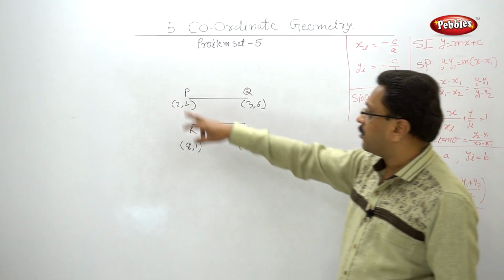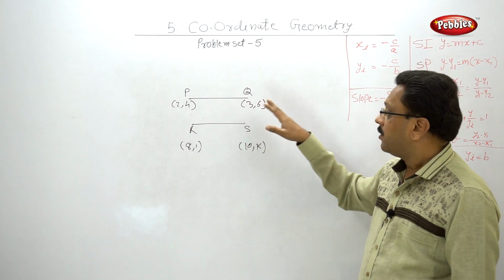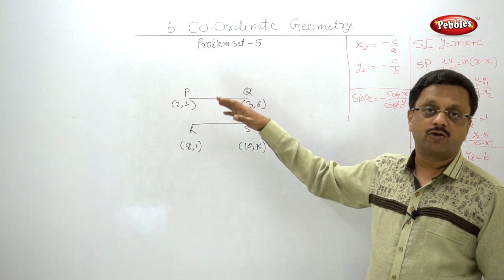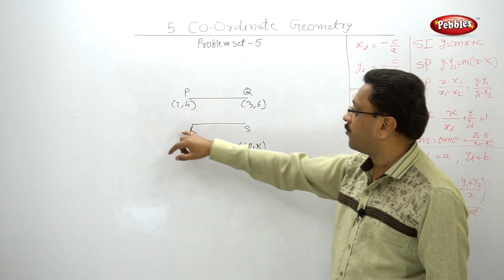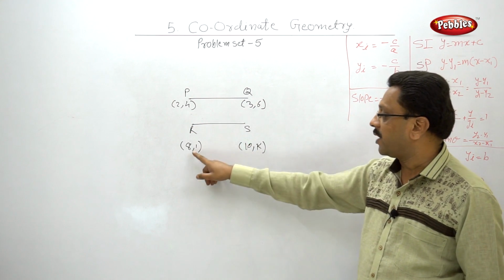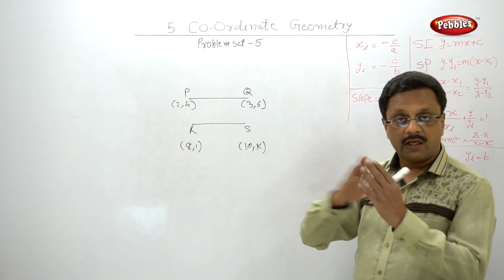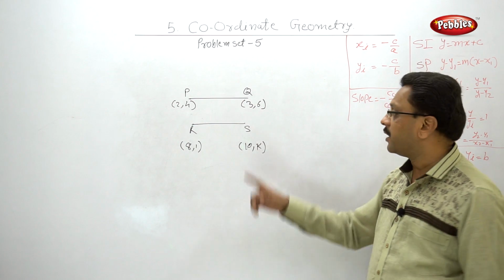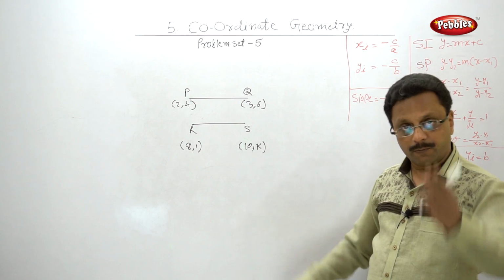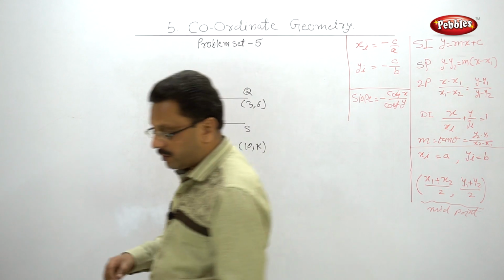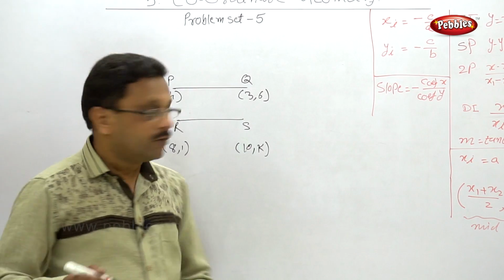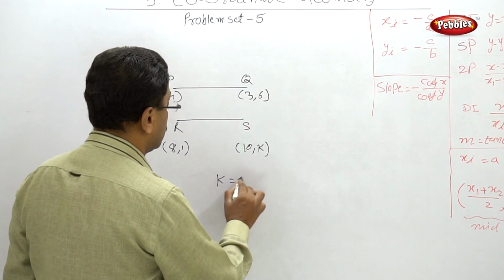Correct? So find out the slope of PQ by y2 minus y1 upon x2 minus x1. Then find out the slope of RS, y2 minus y1 upon x2 minus x1. Equate both the slopes and you will get the value of k. So please pause your video here and solve this sum. The value of k here is equal to 5.